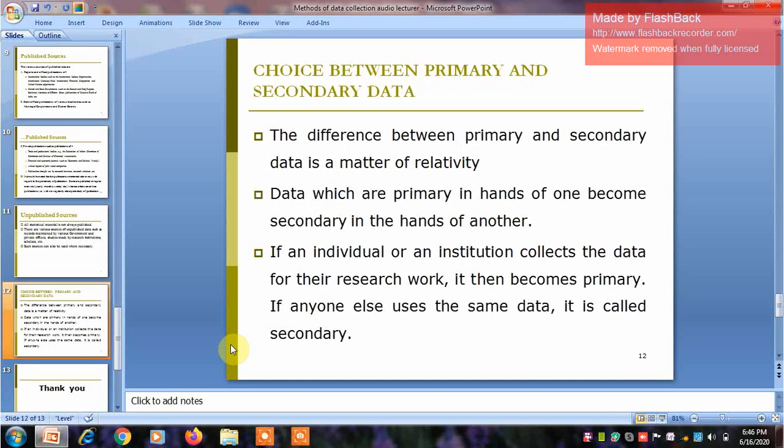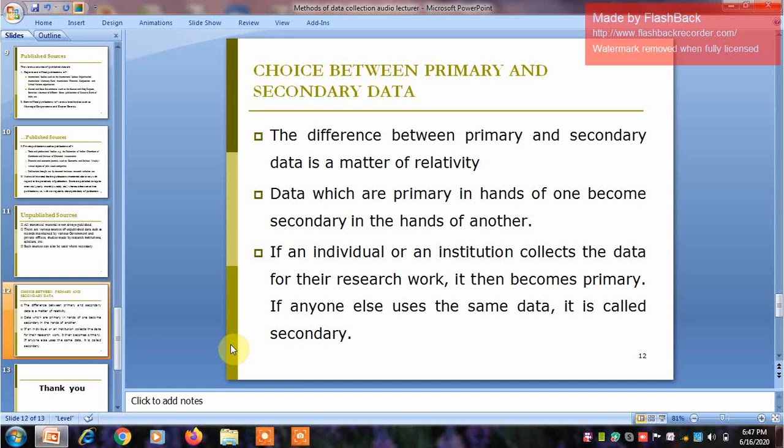Now the question may have arisen in your minds: if I want to do research, whether I need to go for primary data collection or secondary data collection. My opinion is that what your research demands is more important than choosing between primary data and secondary data. It is not that you need to collect only primary data, or only secondary data. What your research demands, that becomes more important. So that is what I have given you.